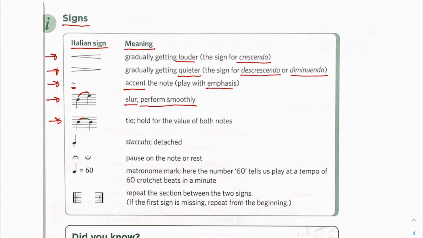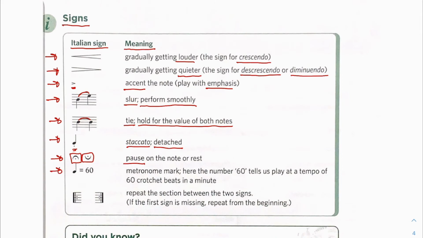Next, we have a curved line that connects two notes of the same pitch. And this is a tie. You have to hold for the value of both notes. Next, we have a staccato, which is the dot here. Staccato means to play in a detached way. Next, we have this, or the other way. They are pause, which means you pause on the note or the rest. So you stay on that note or rest longer than usual.